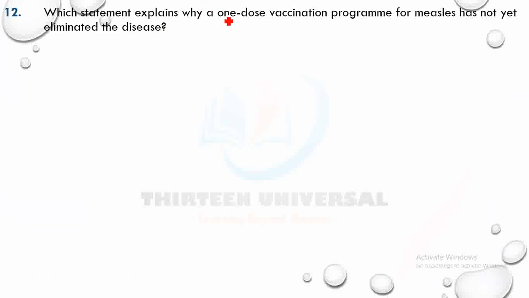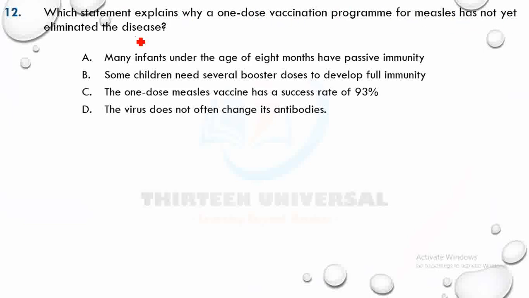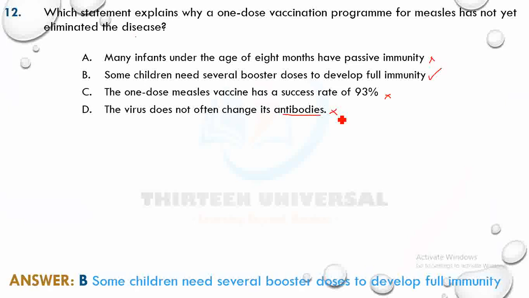Which statement explains why a one-dose vaccination program for measles has not yet eliminated the disease? Pause the video. It says many infants under the age of 8 months have passive immunity. I don't think that's a reason. Some children need several booster doses to develop immunity. Yes, they need a lot of booster doses. This makes sense. The one-dose measles vaccine does not have that high a success rate. The virus does not often change its antibodies. Viruses don't make antibodies, what they have is antigens. So this is wrong. The answer is B.